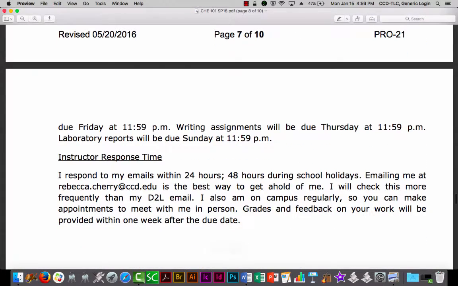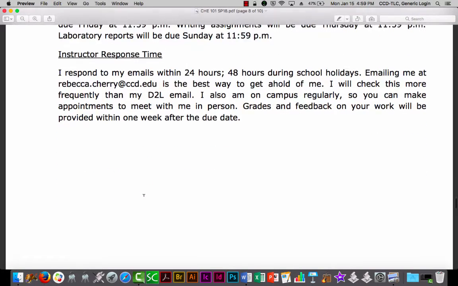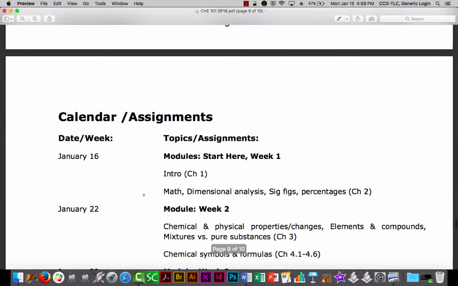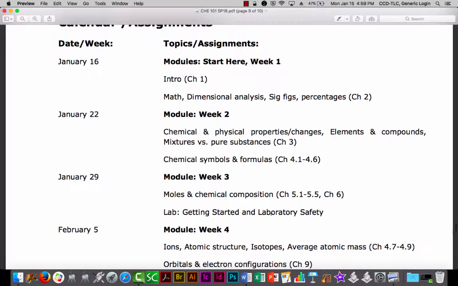Again, emailing me at this email address from your CCD email is the best way to get a hold of me. Check this very, very regularly, and I will get back to you quickly. Finally, at the bottom is our calendar and assignments, so you can just see what we're doing each week. Okay, so that's the syllabus. If you have any questions, let me know.